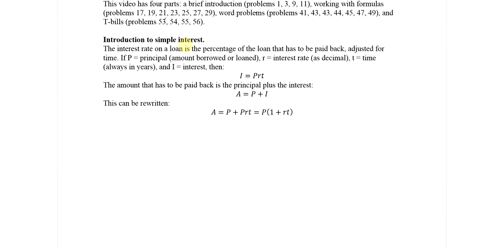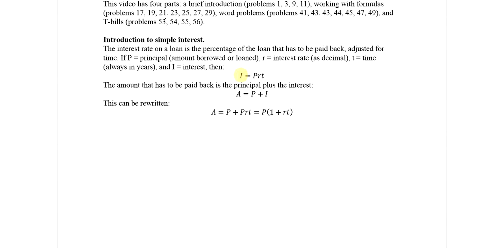The interest rate on the loan is a percentage of the loan that has to be paid back, adjusted for time. Basically, if you have a 10% interest on a loan, 10% of the loan you have to pay back as interest. So if you borrow $100 at 10% per year, after a year you have to pay back $10, that's the interest, plus $100, because that's what you borrowed. If you borrow $100 at 10% interest for 6 months, then the interest is only $5, because 10% for the whole year would be $10, but over half a year you only have to pay half the interest, so $5.